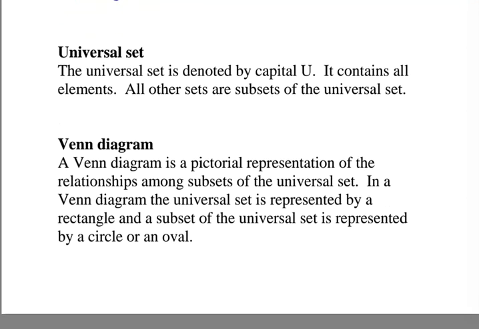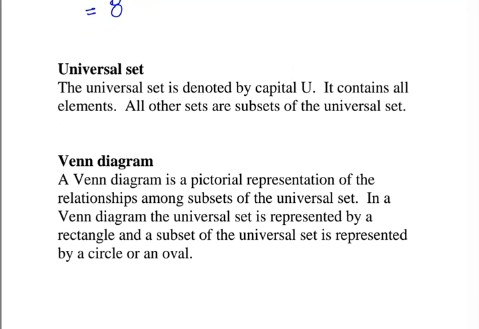All right, let's talk about the universal set. The universal set is denoted by capital U, and it contains all elements. All other sets are subsets of the universal set. So in a given scenario, the universal set is a set that contains all the elements. The set with all the elements is the universal set, and all other sets are subsets of the universal set.